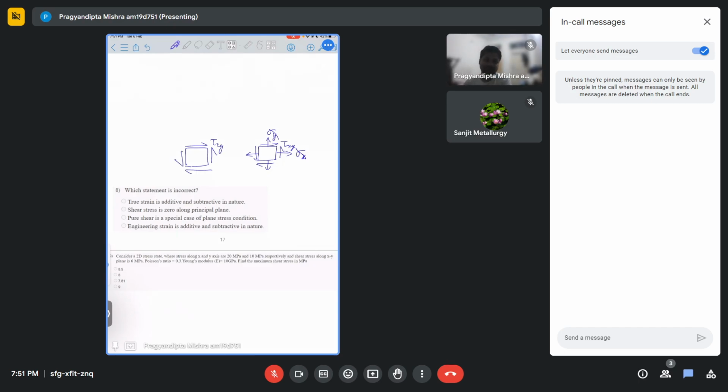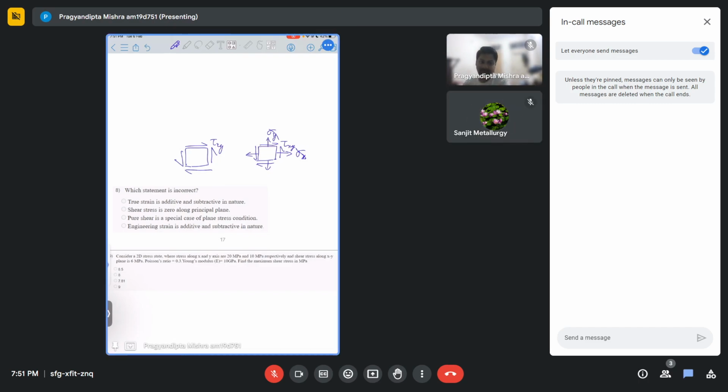Is this pure shear? Yes, sir. So is this plane stress? No, sir. Why? Because in plane stress we have the stress along one of the directions as 0, but in the other 2 directions the normal stresses can exist. Correct. But they can exist, right?